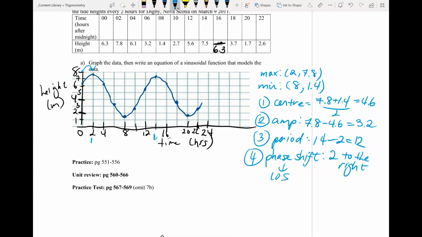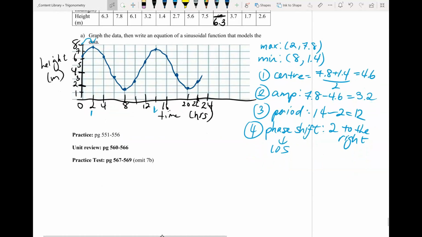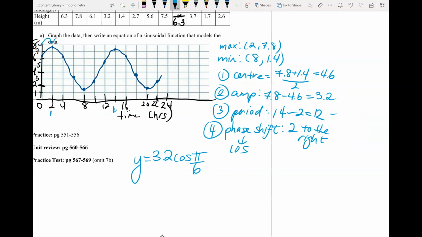So now we have all the information to put everything together. So y is equal to 3.2 is our amplitude. We use cos. Our frequency is 2 pi over 12, or pi over 6 in this case. So that's over here. Frequency is 2 pi over a period. And then we put in the phase shift, so that's minus 2 because we're going to the right. And then we went up. Our center, or midline was 4.6. So that would have been your final answer.